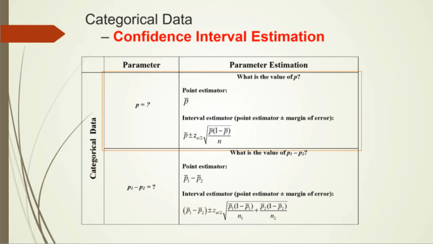As we have discussed in previous videos, for one population case, the confidence interval is equal to a point estimate, typically the sample proportion P bar, plus minus a margin of error. The margin of error is the product of a multiplier, which would be a z multiplier here, and the standard error.